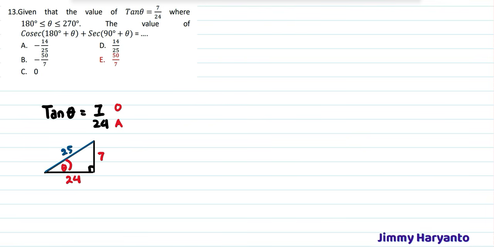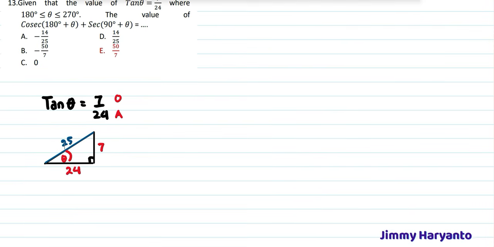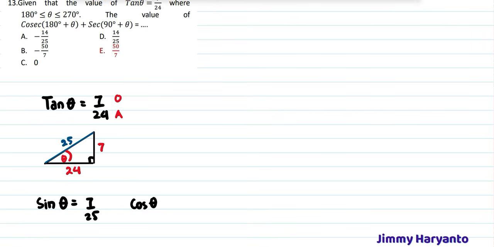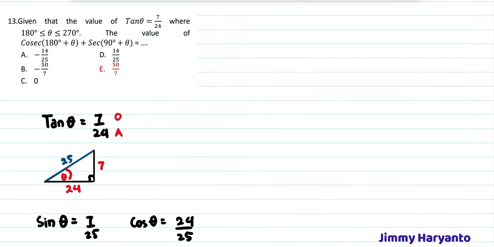Next is to find the other trigonometric ratios. Because we are dealing with cosecant and secant, I think we need the sine and the cos, so we have to find both of them. Sine theta equals 7 over 25, opposite over hypotenuse. Cos theta equals adjacent over hypotenuse. But be careful, we have the interval of theta. The interval of theta is in the third quadrant. This one is in the third quadrant.